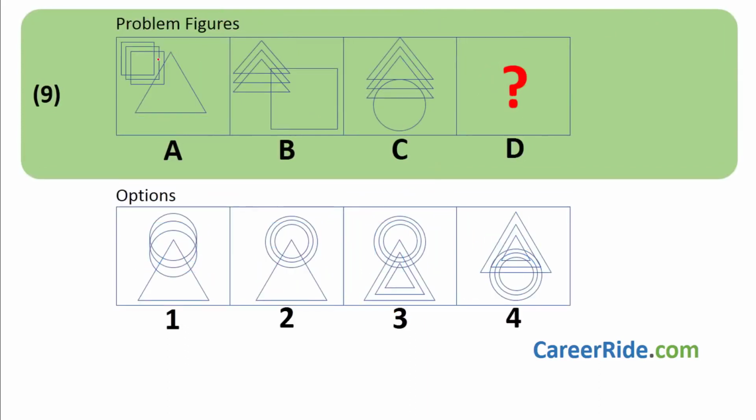Question number 9. Again see the elements: square, triangle, triangle, square. Okay, let's see what the change is. Now over here we have 3 squares, 1 triangle, 3 triangles, 1 square. That means that the position has been interchanged. First the square was over here, now it is over here. Then first the triangle was over here, now the triangles are over here. Also the number of triangles has changed.